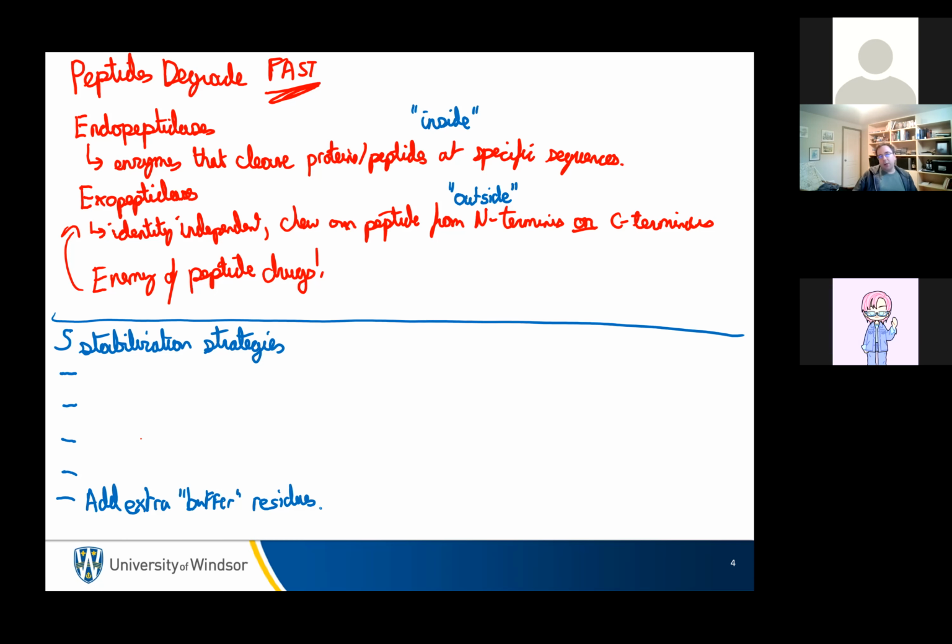Because remember, what we want is we want the peptide to have shape, or structure, or the interactions. So we want specific interactions to be present in the peptide. We want it to have the right shape. Other than that, we have a lot of flexibility with what we do.